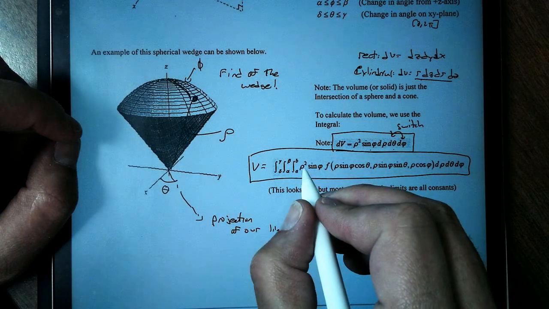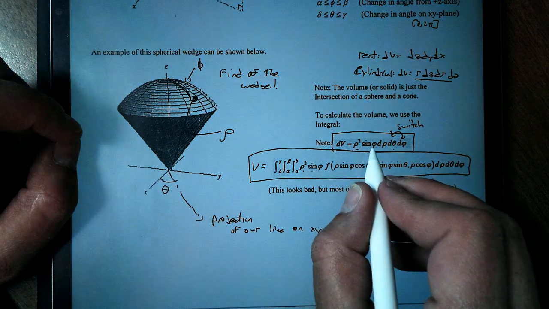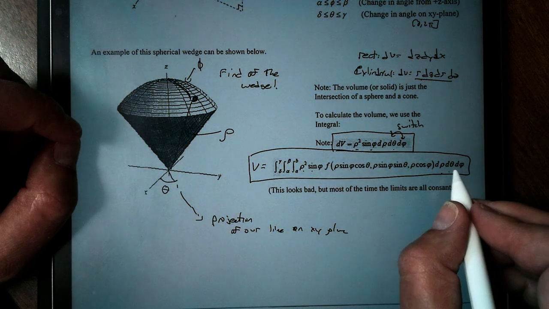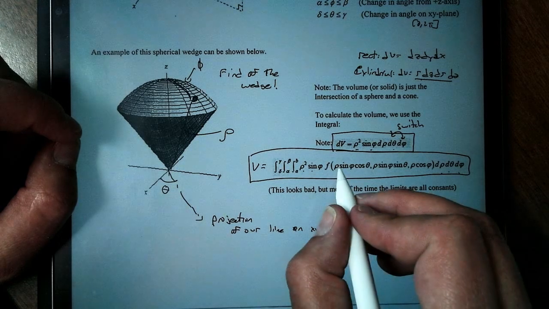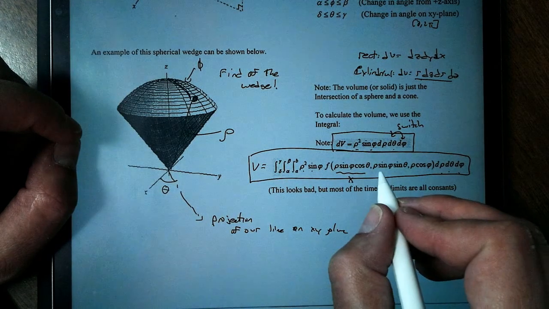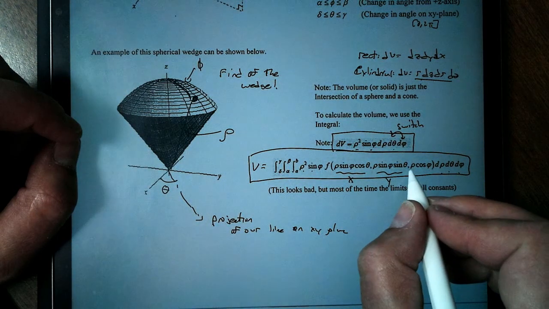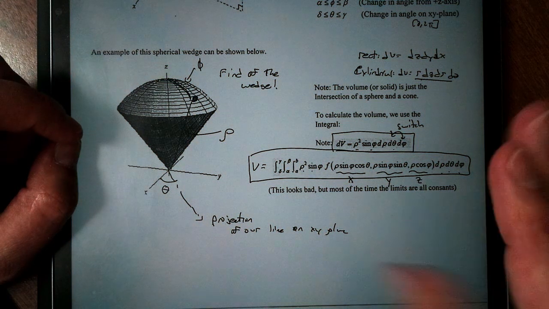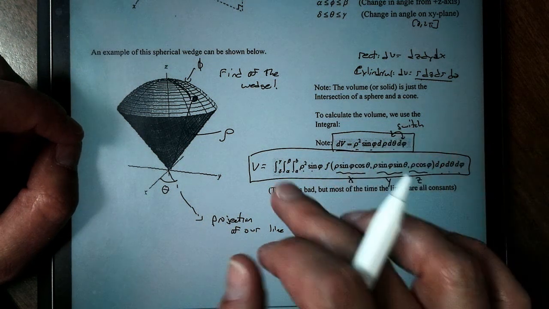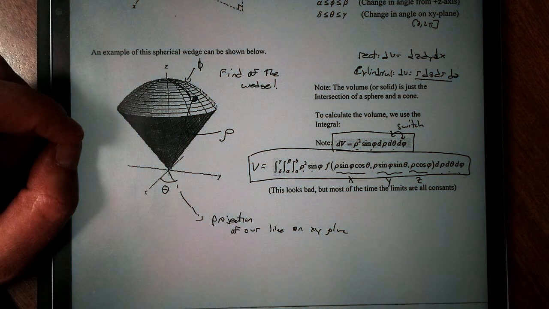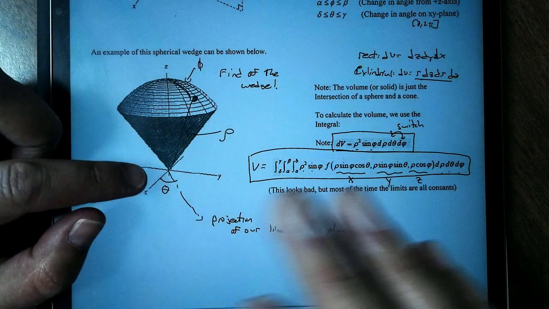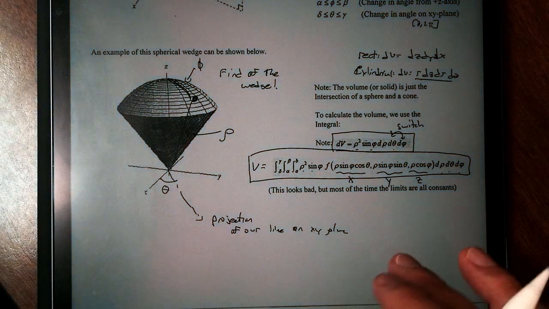There's our rho squared sine phi, our d rho, d theta, d phi right there. But all this right here is just like my x coordinate, this is my y coordinate, and this is our z coordinate. These look really bad, but most of these turn out to be constants in our limit. So let's take a look at one example here real fast together.